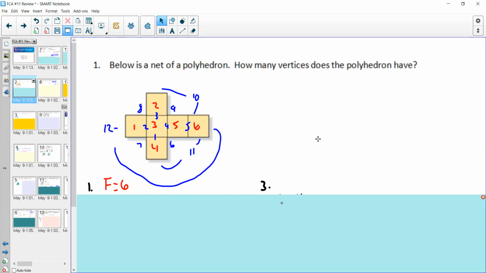So anyways, in this problem we have two options of determining the vertices. We could count them, or we can use Euler's theorem. But in counting, we have to realize vertices are where three or more segments or sides come together. If we were to count them, hold on, I've got to get my tablet on.